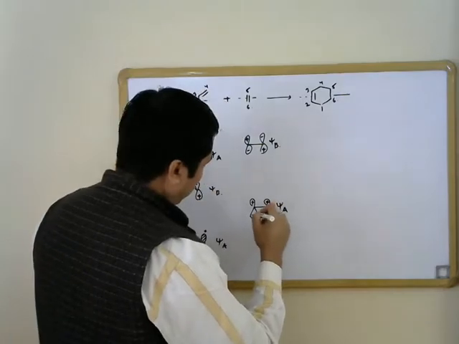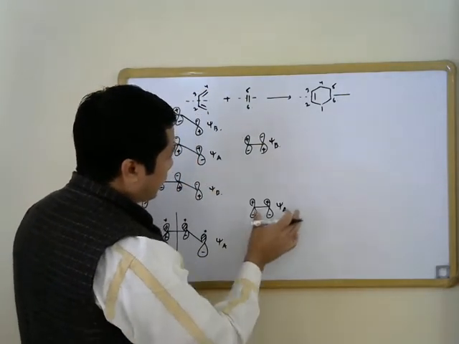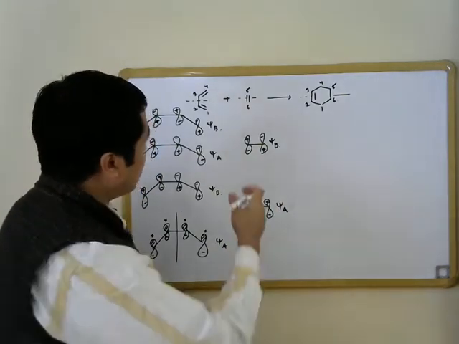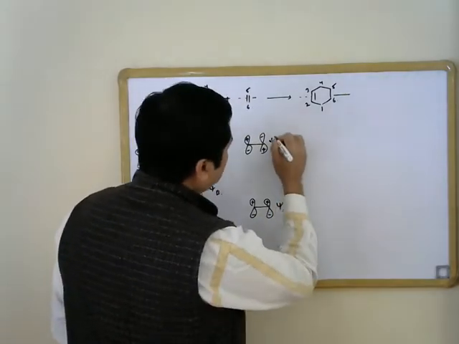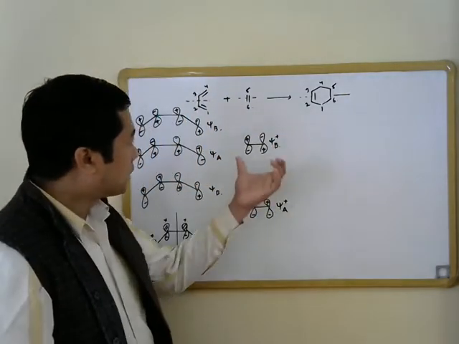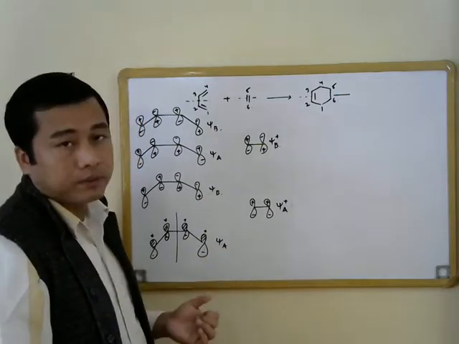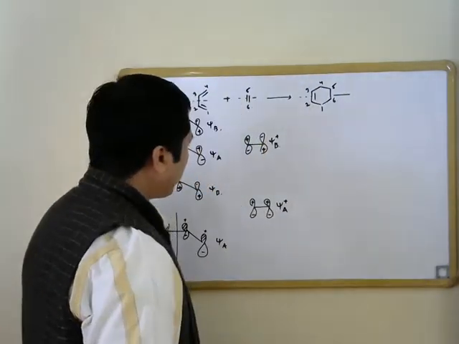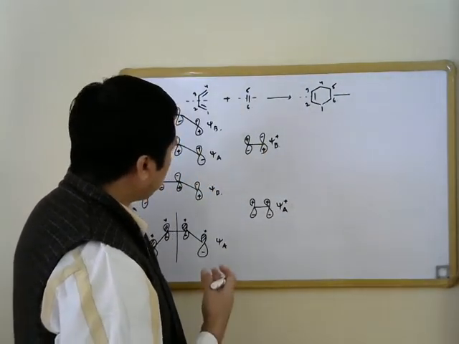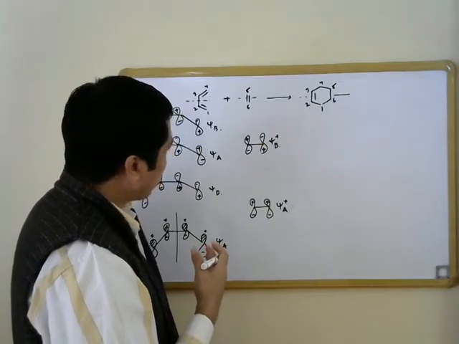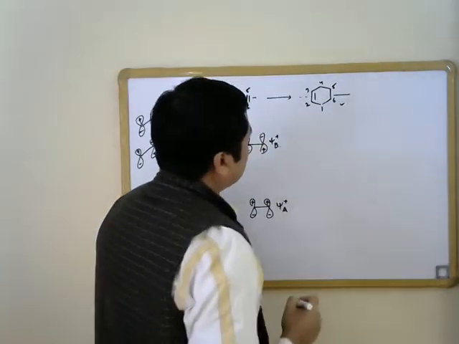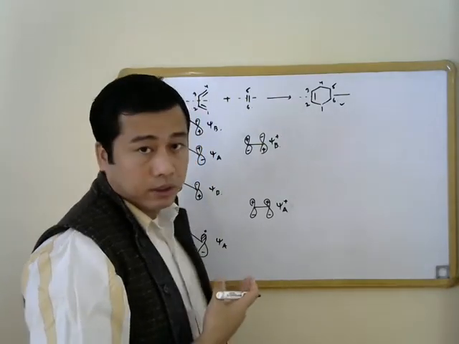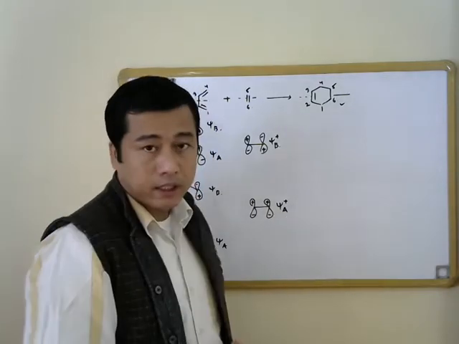Now, because we need to identify these molecular orbitals as coming from the olefin, let us put a plus sign over here, so we can distinguish these molecular orbitals from the molecular orbitals of the diene. Now let us draw the molecular orbitals of the product formed after this Diels Alder reaction here.